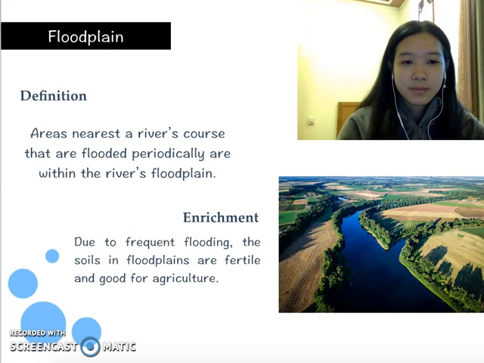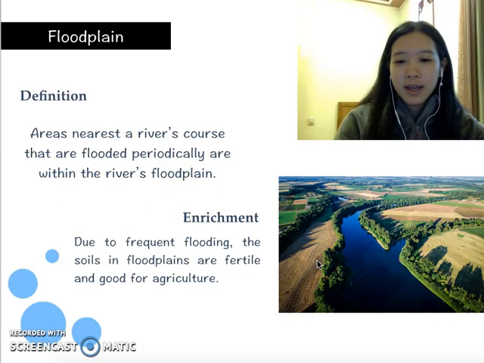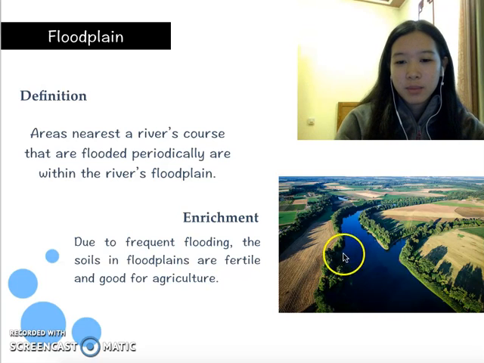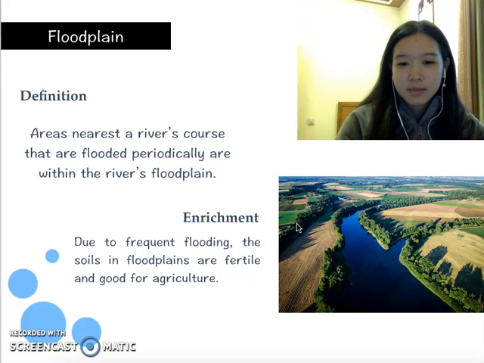Now let's look at floodplain. Floodplains are areas nearest a river's course. They are flooded periodically within the river's floodplain. So the picture here shows a floodplain. Due to frequent flooding, the soils in floodplains are fertile and good for agriculture. As you can see here, beside the river is the floodplain, and there are many crops and farms here, so it is good for agriculture.